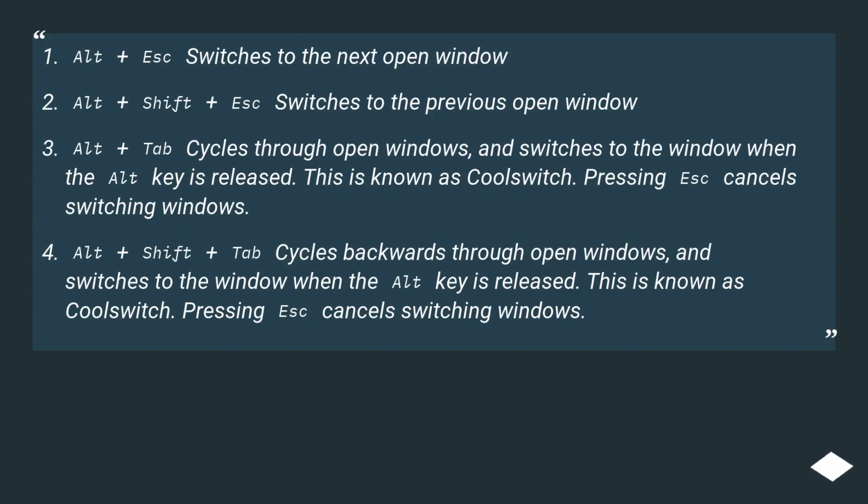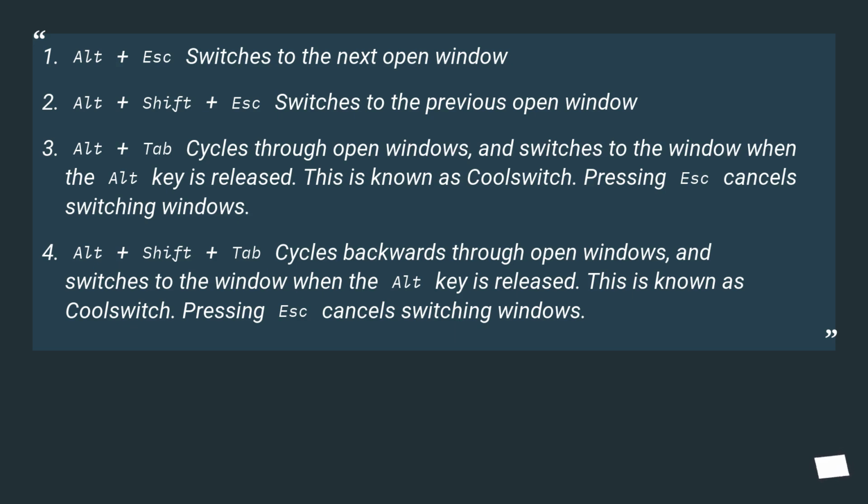Alt+Escape switches to the next open window. Alt+Shift+Escape switches to the previous open window. Alt+Tab cycles through open windows, and switches to the window when the Alt key is released. This is known as cool switch. Pressing Escape cancels switching windows.